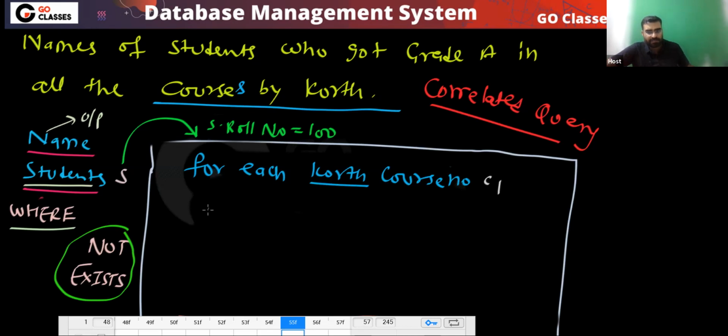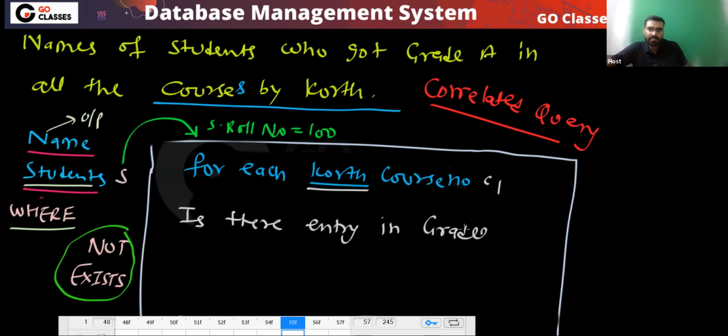I will check if there is an entry. For each course number, what will I check? I will check, is there an entry in the grades table? In the grades table, which type of entry am I looking for?